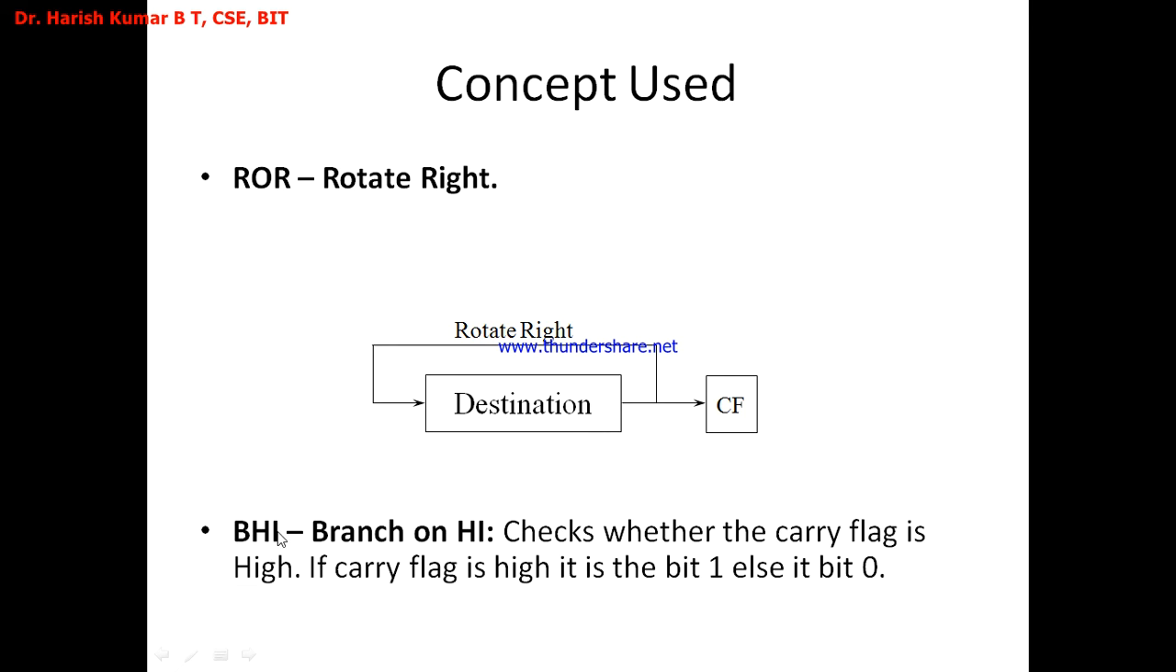Now BHI is one more instruction, that is branch on HI, and this is the instruction which checks whether the carry flag is high or not. When you rotate right, if the carry flag is high, it is 1. If the carry flag is low, then it is 0. And accordingly we can go for counting the number of zeros and ones. So these are the two major instructions which we'll be using in our program.